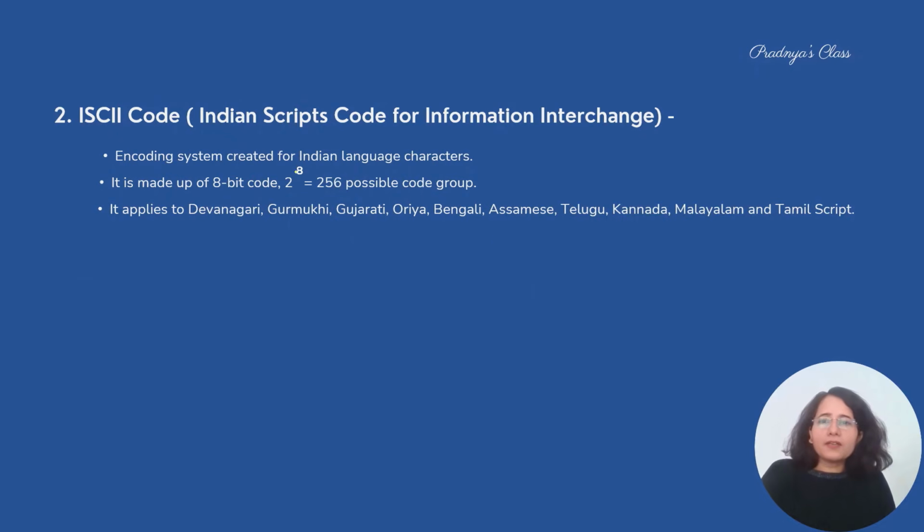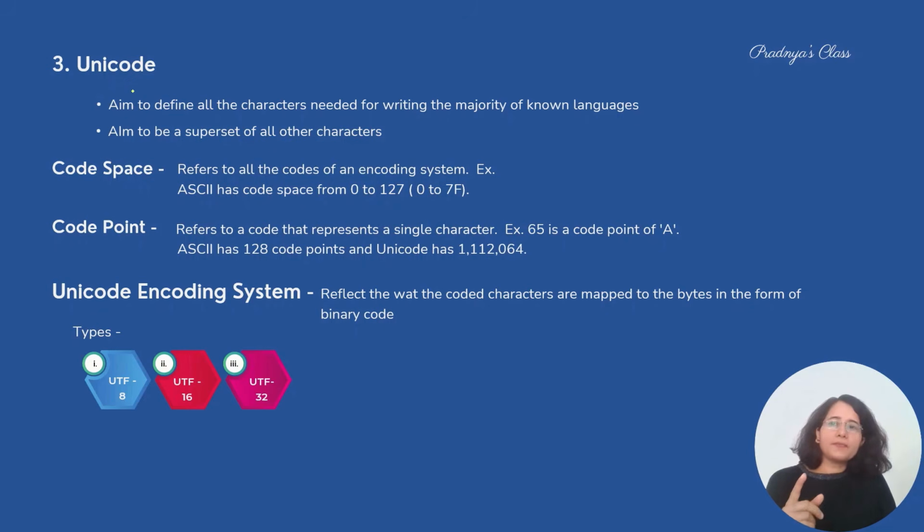There is another encoding system. It is used for Indian script. In India we use a lot of languages, so for that we have this code, that is Indian Script Code for Information Interchange. There is one more encoding system that is called Unicode, because we saw two encoding systems, one is American and one is Indian. So to universally represent all the languages, this coding system is used.